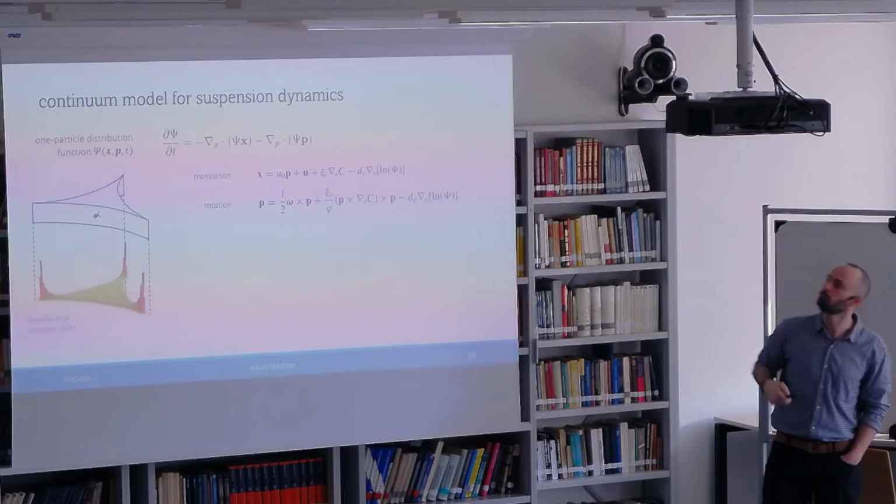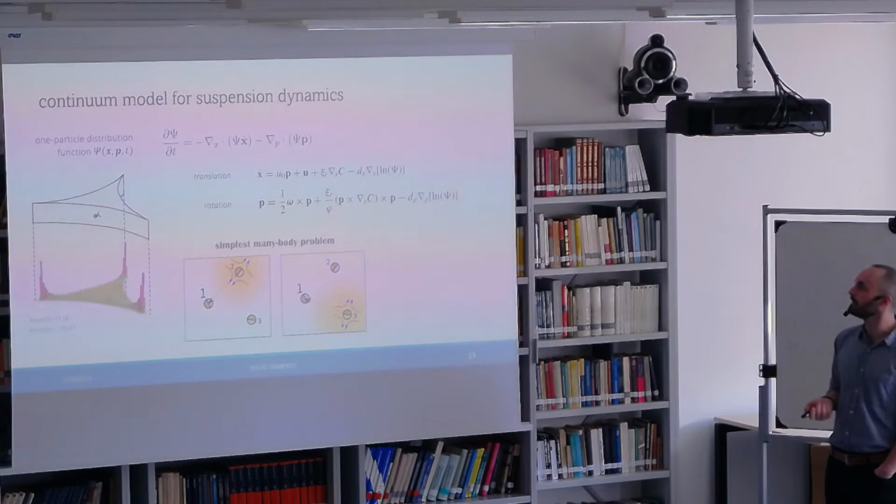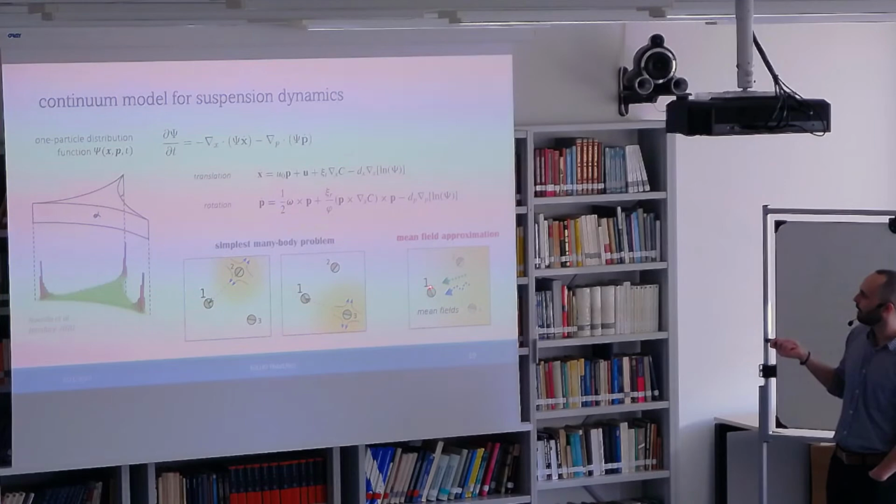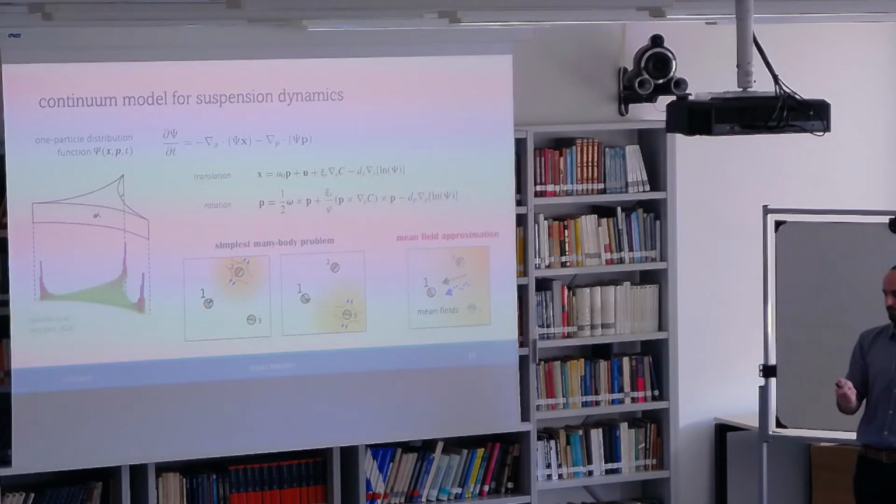The simplest many-body problem, as usual, is already too difficult, so we do a mean field approximation. What we do is we study the one particle distribution function that tells you how the particle moves around, where the effect of all the other particles is accounted for only through the mean fields. These will be the mean hydrodynamic field and the mean chemical field. And to be precise, these two equations.